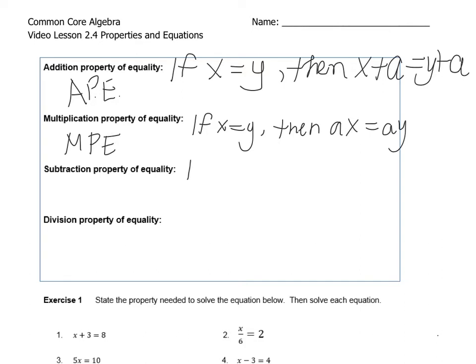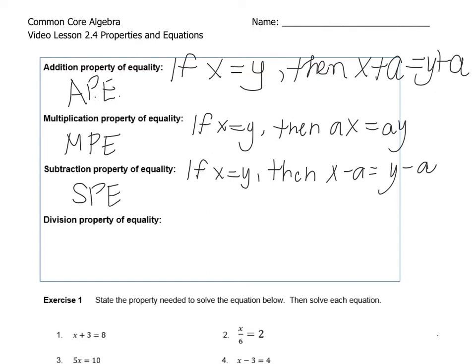The subtraction property of equality, you could probably write it down yourself. If x equals y, then x minus a is going to equal y minus a. If you subtract the same thing from both sides of an equation, the equation remains balanced. And we'll call this SPE, the subtraction property of equality.